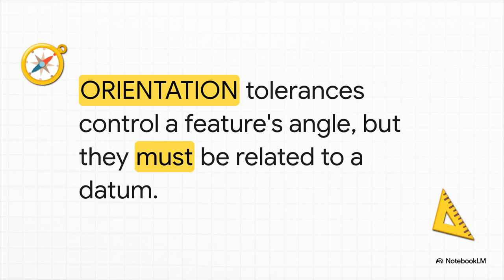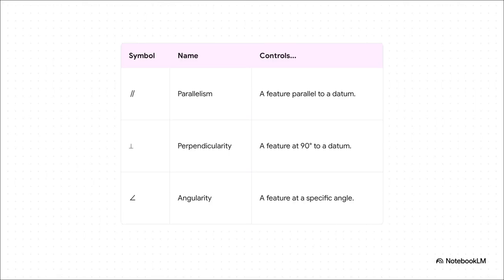Orientation tolerances control a feature's angle, but with one critical difference from form. They must be related to a datum. You can't just be parallel. You have to be parallel to something. The datum is the anchor. The 3 symbols here are pretty straightforward. Parallelism locks a feature at 0 degrees to its datum. Perpendicularity, which you might hear called squareness, locks it at a perfect 90 degrees. And angularity takes care of every other specific angle you might need. It's all about locking in that angle.